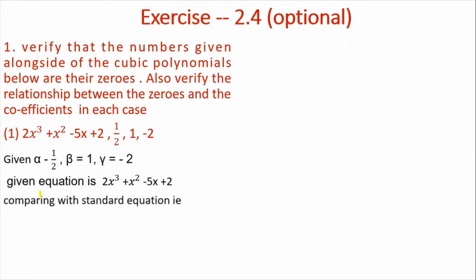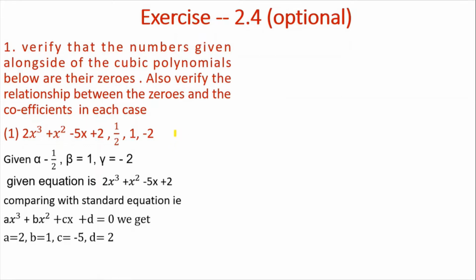Okay. Now, when comparing with the standard form of cubic polynomial, that is ax cube plus bx square plus cx plus d, we are getting the values of a, b, c, d as a is equal to 2, b is equal to 1, c is equal to minus 5 and d is equal to 2. Okay. Now, if a particular value k is said to be a zero for any polynomial, then it must satisfy the condition p of k is equal to 0.